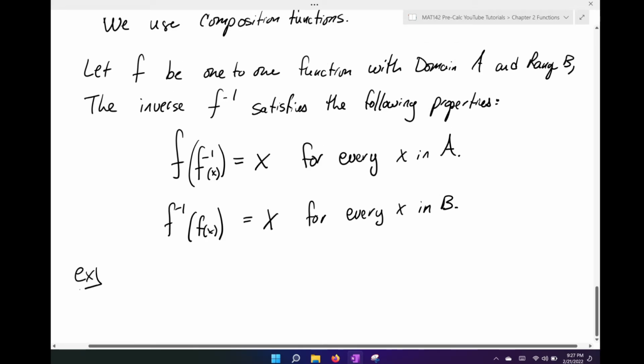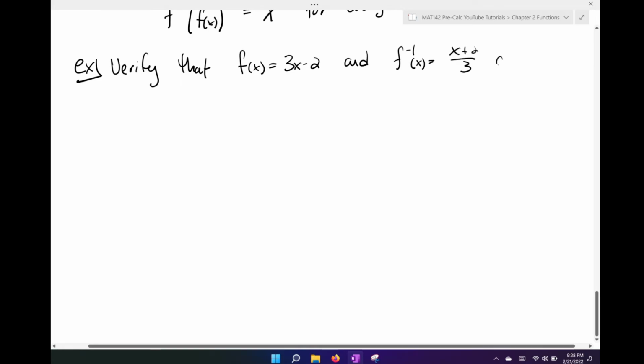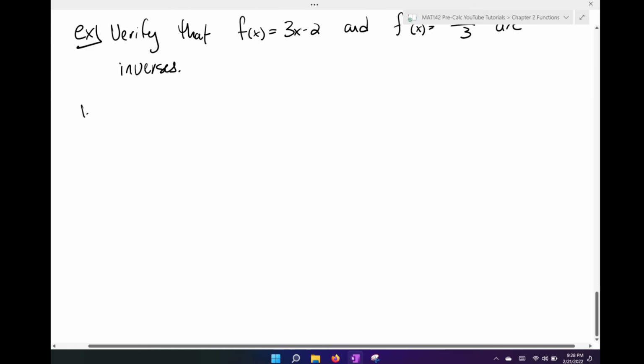So let's go ahead and do an easy example real quick. Verify that f of x equals 3x minus 2 and the inverse of f, which equals (x plus 2) over 3, are inverses. Okay? So like I said, the first thing we're going to do, let's find the composite function of f and its inverse, and it has to simplify down into x.